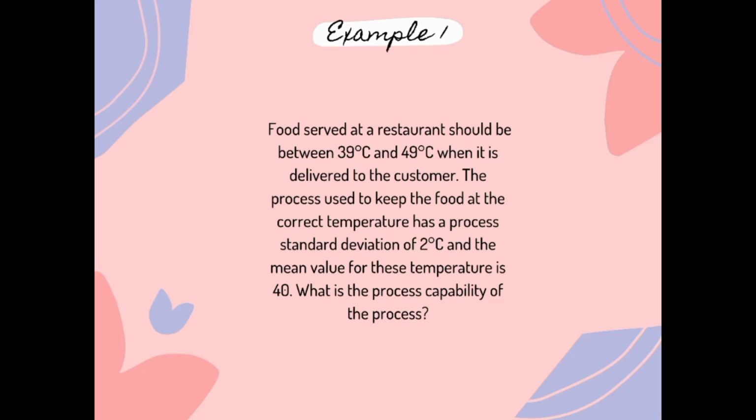First example: food served at a restaurant should be between 39 degrees Celsius and 49 degrees Celsius when it is delivered to the customer. The process used to keep the food at the correct temperature has a process standard deviation of 2 degrees Celsius, and the mean value for this temperature is 40. What is the process capability of the process?